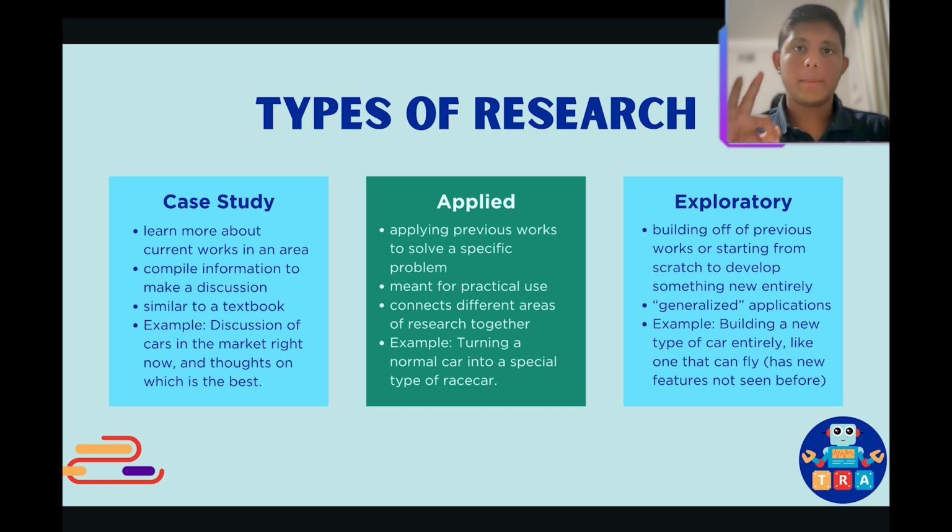So there's three main types of research you want to decide between. The first one is a case study. And this might be more what you're familiar with, like in school or in general when you're trying to learn something. You're taking a bunch of sources and you're crunching them together. And it's basically to learn more about current works in the area. So say I wanted to learn more about the War of 1812, then I would look at all these docs and all these texts about the War of 1812, combine their information and make a good understanding of it.